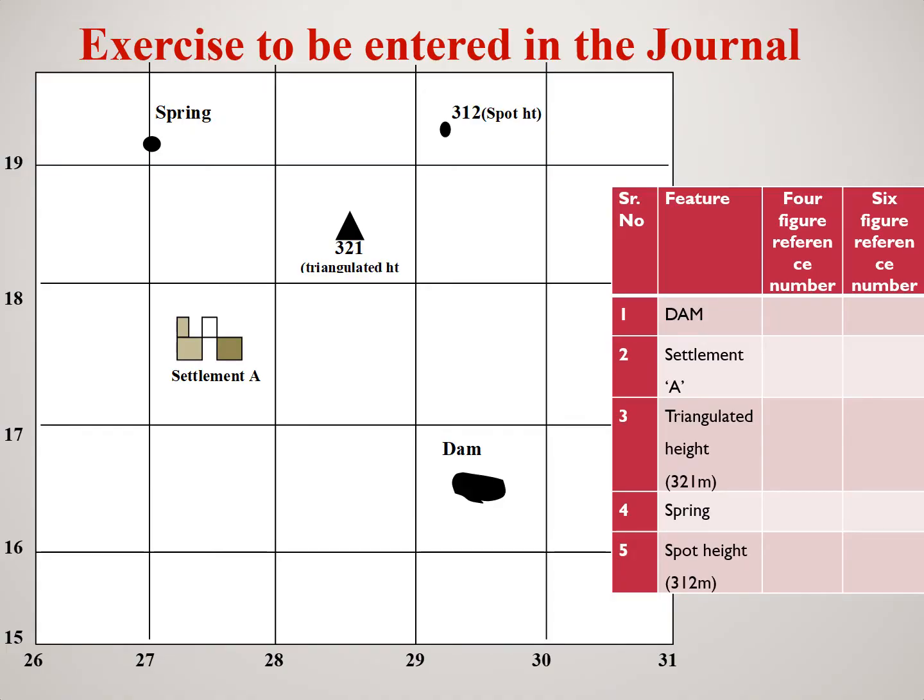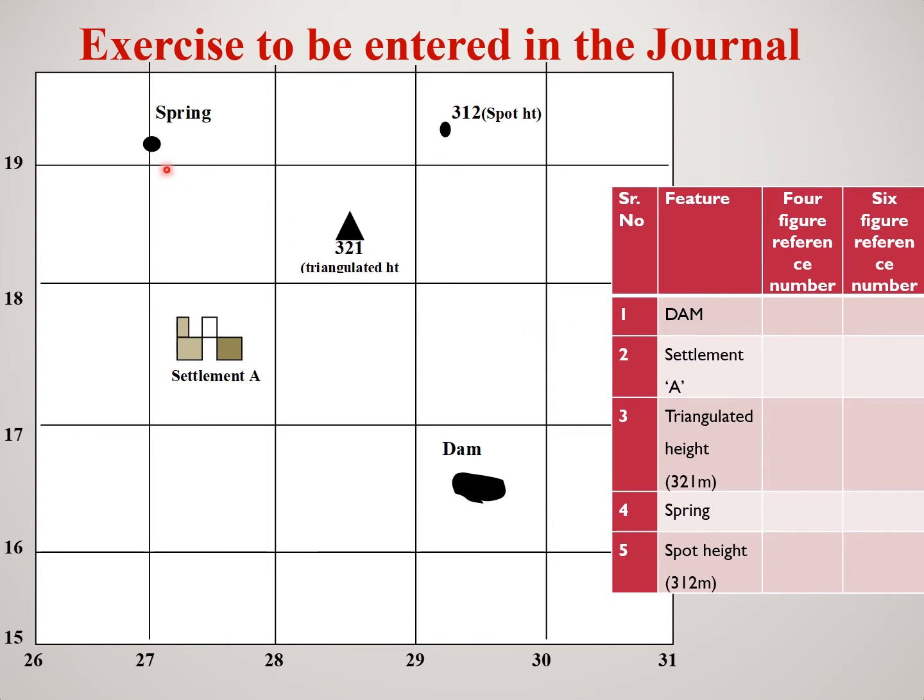So look at this exercise. Many of you had doubts regarding solving this exercise. In the beginning only, I told you in the classroom that if the given feature is occupying a larger area, then we will only go for a 4-figure grid reference and we will not have any 6-figure grid reference for that. So in this case, the settlement and the dam are occupying a certain area. So we will have only a 4-figure grid reference for them.